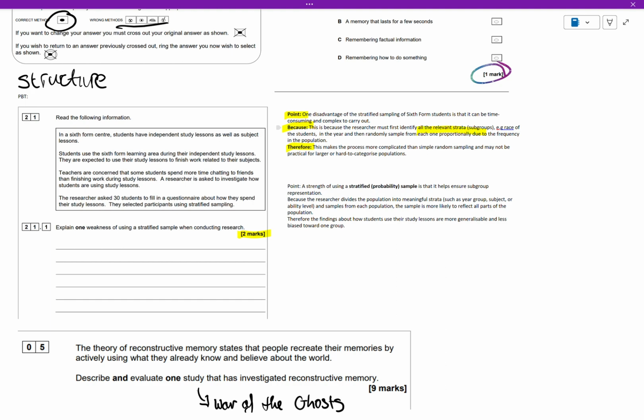Whereas, for example, random sampling may take just all the names, put them into a random number generator, assign a number to each student, and take the numbers, and that is your random sampling finished. But using stratified sampling can take a while. So this here would be your 2 marks. It seems quite a lot for 2 marks, but it is what it is.